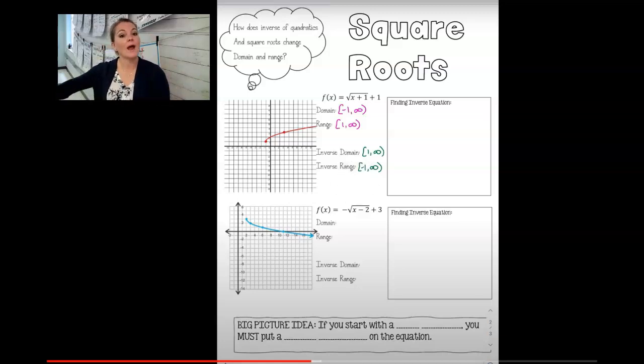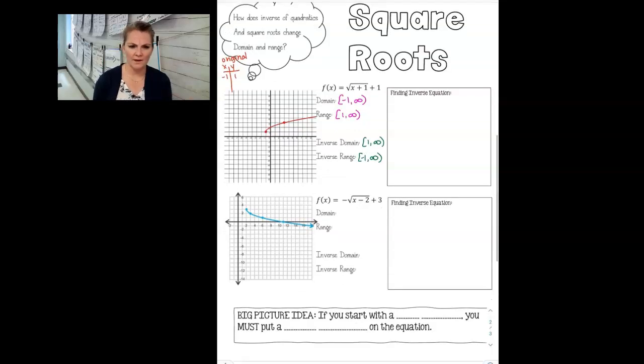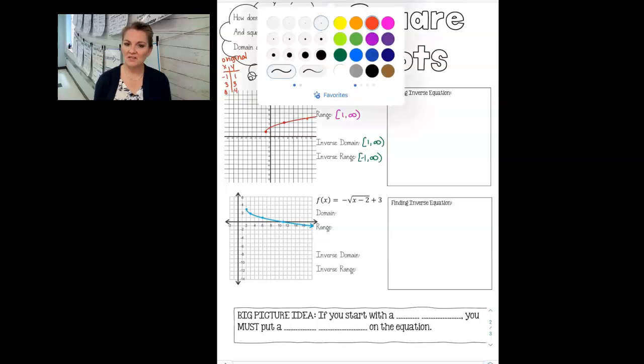Now, I do want to graph my inverse. So to graph my inverse, I need some ordered pairs of my original. So I'm going to make a table of my originals, and I label them so that I don't get confused. So I have the ordered pair negative 1, 1. I have the ordered pair 3, 3. And I have the ordered pair 8, 4. All you really need is 3 points.